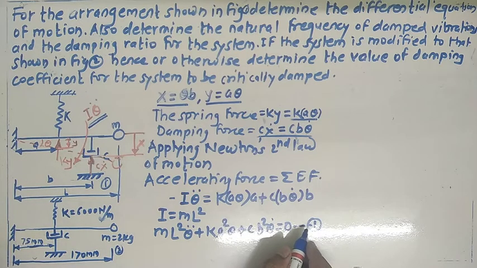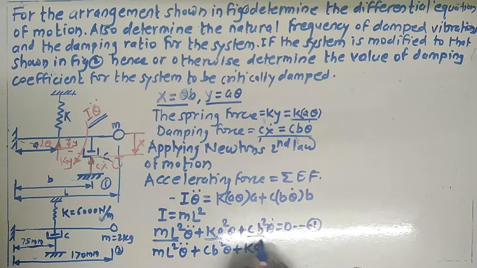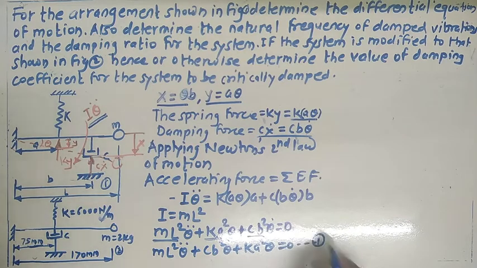So equation number 1. What does this equation indicate? This term, and this term. I'll simply rearrange this equation in such a way that we can get the various terms. I'll write this first term here, a square into theta equals to 0. I'll give equation number 1 for this one.